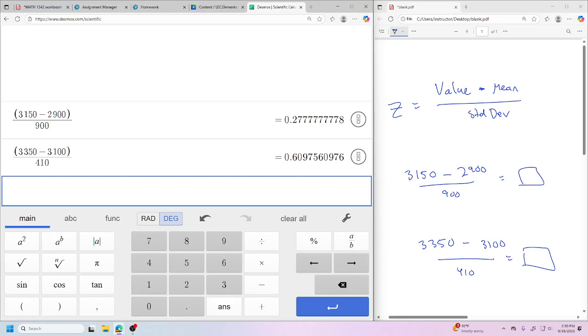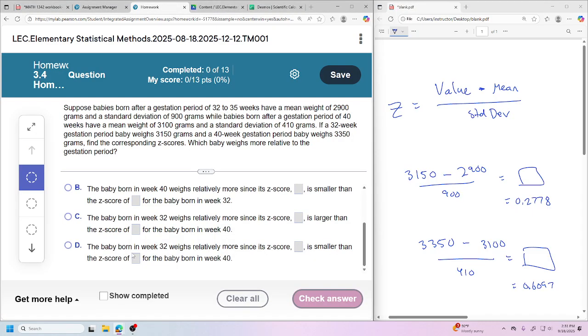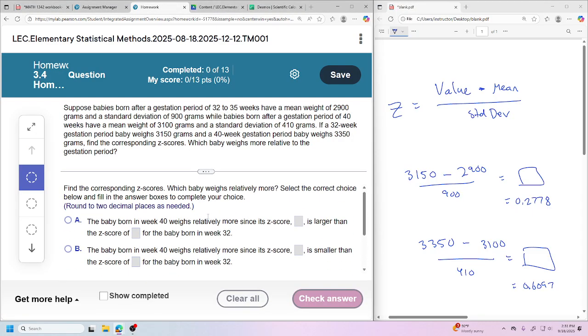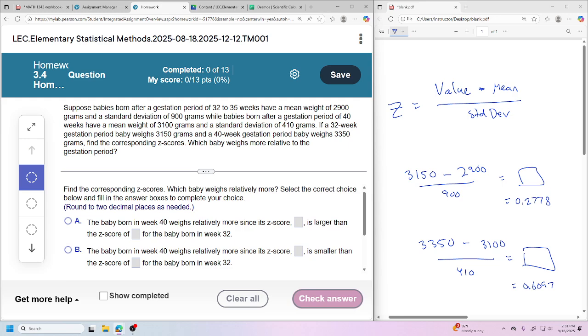So let me write these numbers down. 2778. And we'll round it here in a second, whatever they say. Awesome. So back to the homework. It says fill it in. Which baby weighs more relatively?